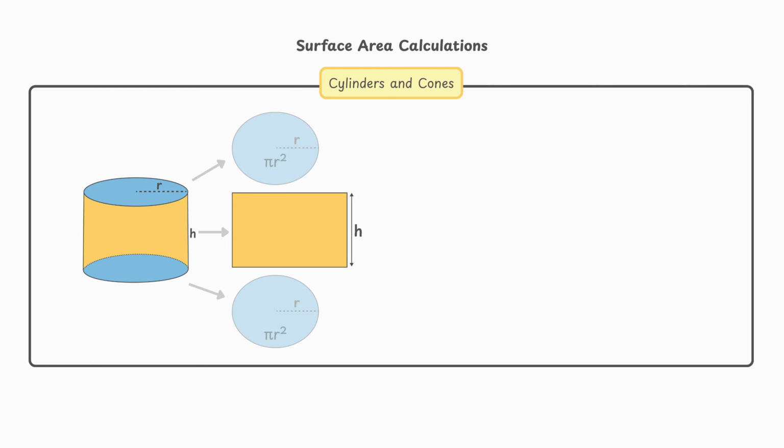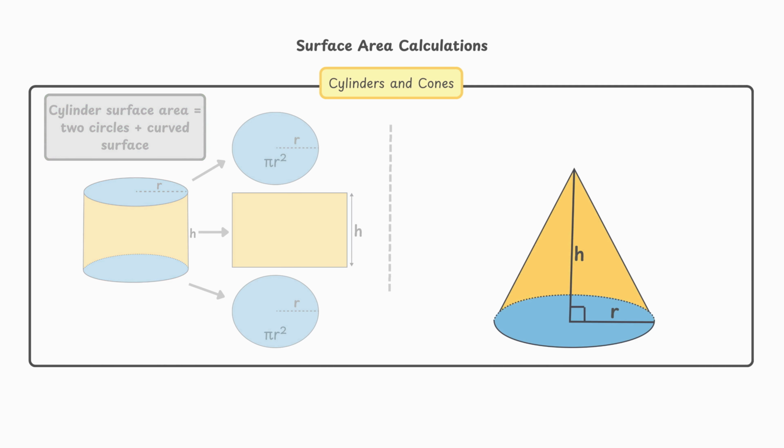If we imagine peeling the outside of the cylinder and laying it flat, it becomes a rectangle. The height of this rectangle is the height of the cylinder, shown as h. So for a cylinder, surface area means adding the areas of the 2 circles and the curved rectangular surface.